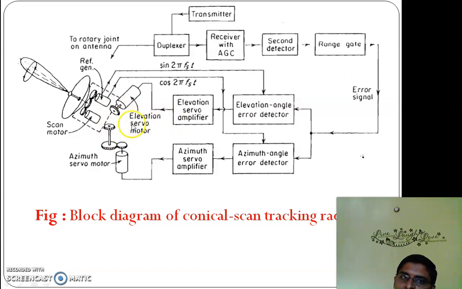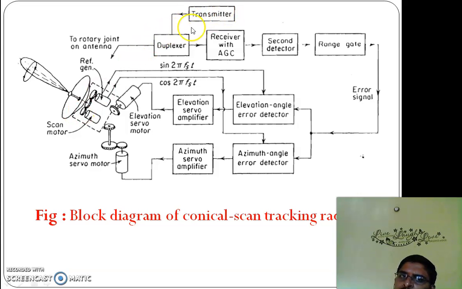Here there are two types of rotors. This is the azimuth servo motor. With the help of this azimuth servo motor, the antenna beam is displaced or moved or rotated in the azimuthal plane. By using the elevation servo motor, the antenna beam is rotated in the elevation plane. So this is the reference generator. These are scan motors that are used to scan the target.